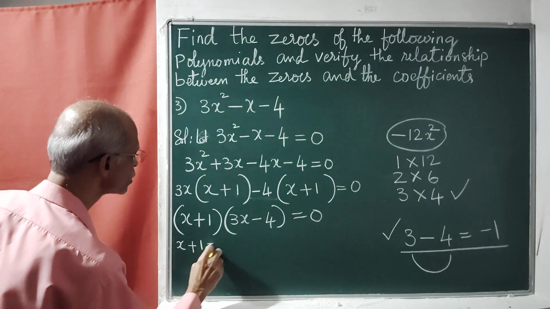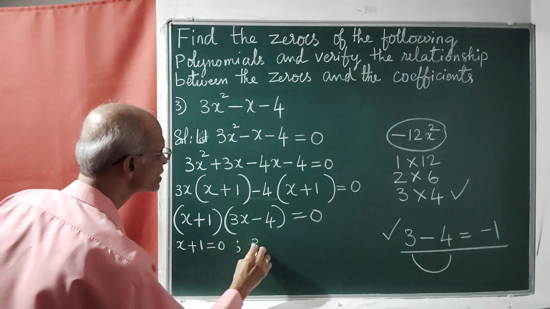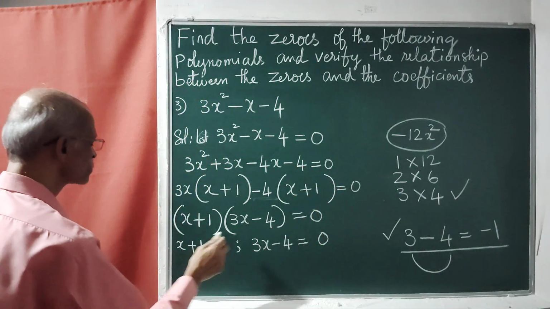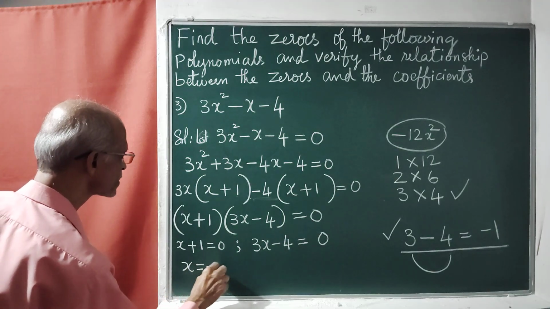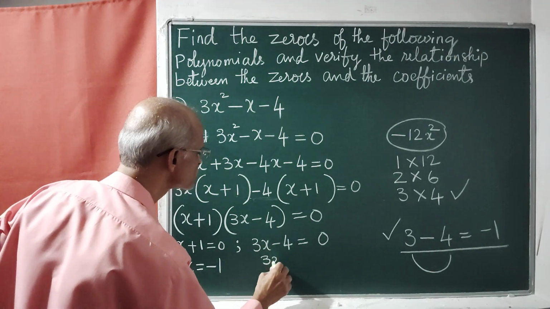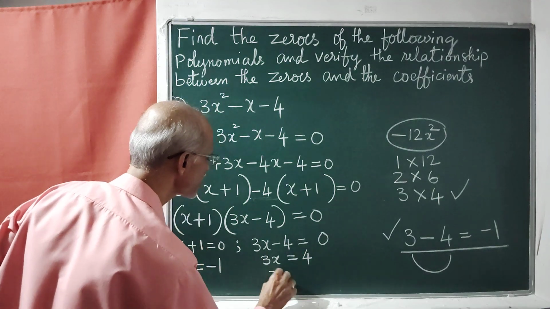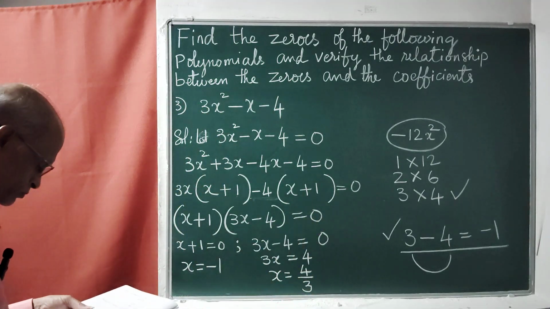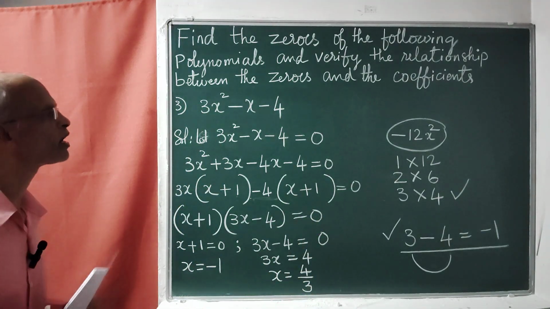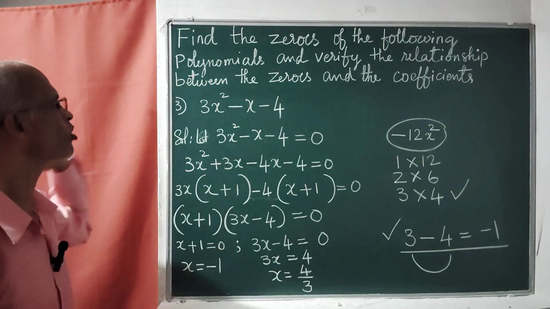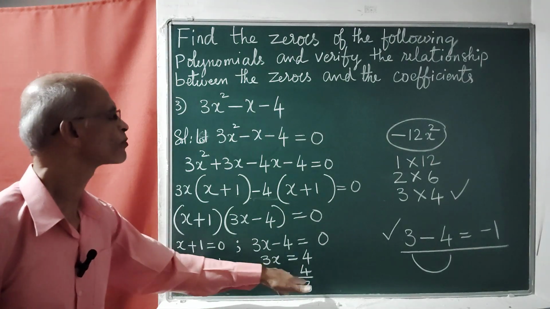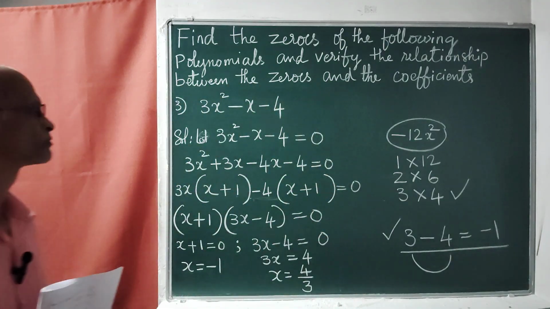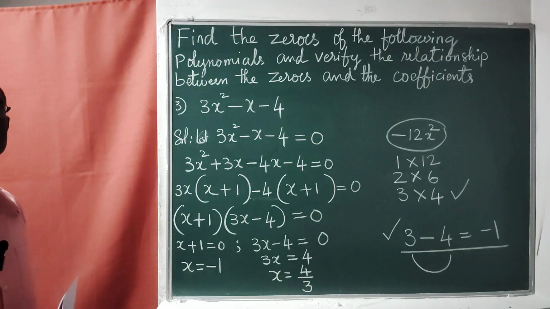X plus 1 is equal to 0. 3x minus 4 is equal to 0. So here x will be equal to minus 1. 3x is equal to 4 and x will be equal to 4 by 3. Now I have found the two zeros of the given polynomial, that is, minus 1 and 4 by 3 are the two zeros. Please take the screenshot if you want.